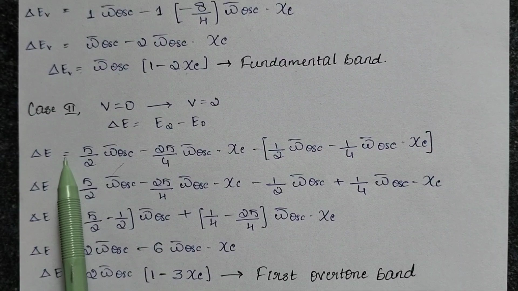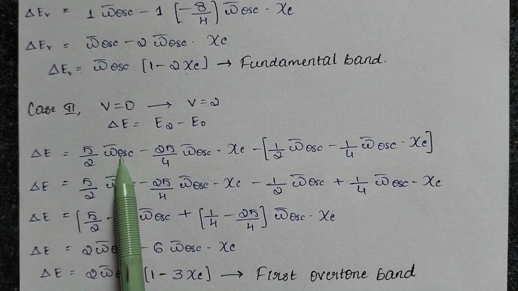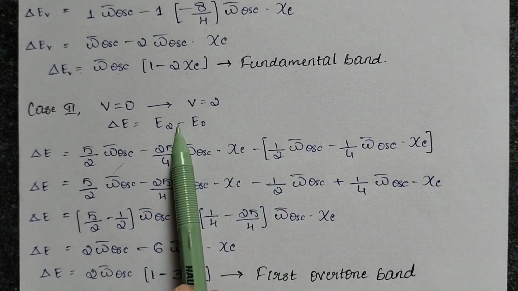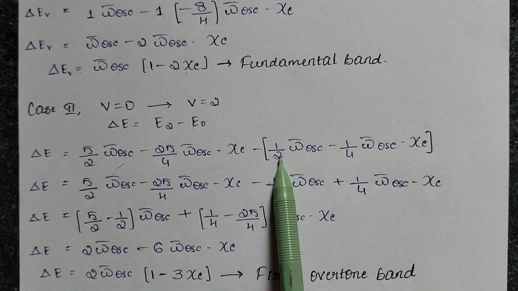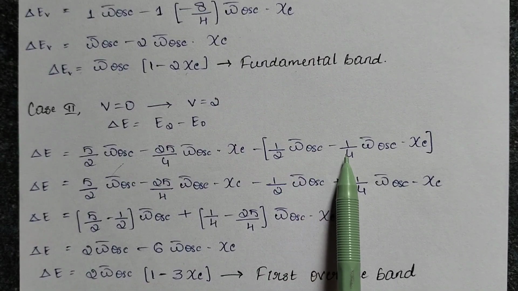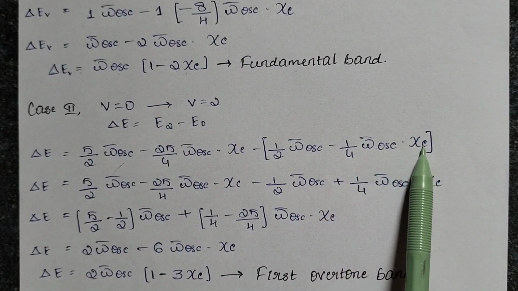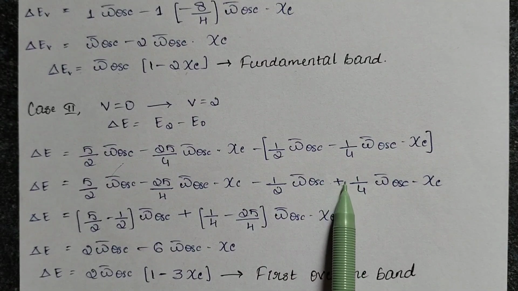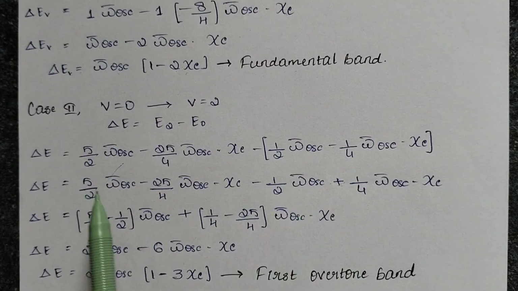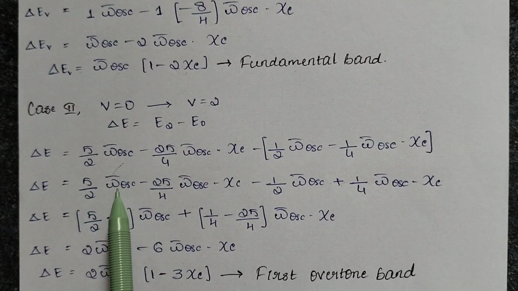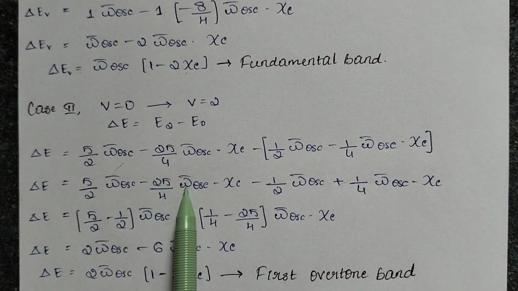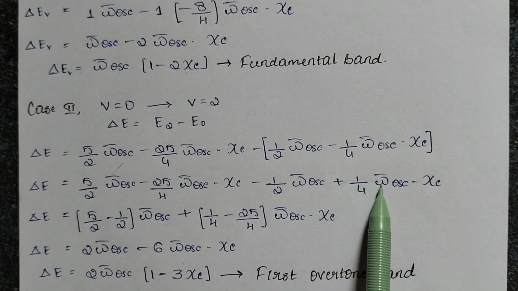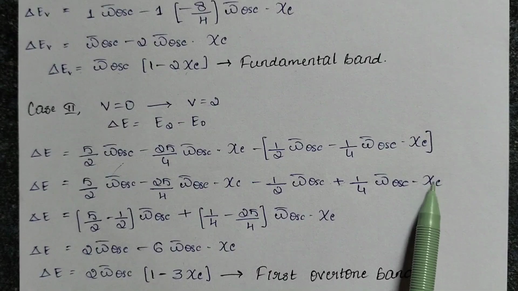So delta E is equal to 5 by 2 omega dash oscillation minus 25 by 4 omega dash oscillation into Xe, minus, here we have written minus, so here also minus 1 by 2 omega dash oscillation minus 1 by 4 omega dash oscillation into Xe. Now here it is minus into minus plus. This is the only change we have made, and we get our next expression, that is delta E is equal to 5 by 2 omega dash oscillation minus 25 by 4 omega dash oscillation into Xe minus 1 by 2 omega dash oscillation plus 1 by 4 omega dash oscillation into Xe.